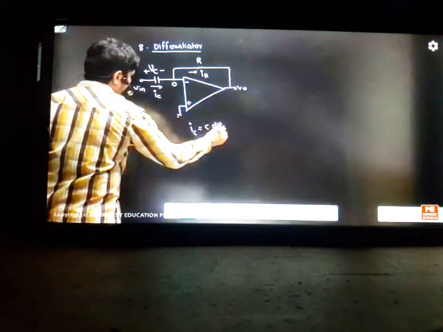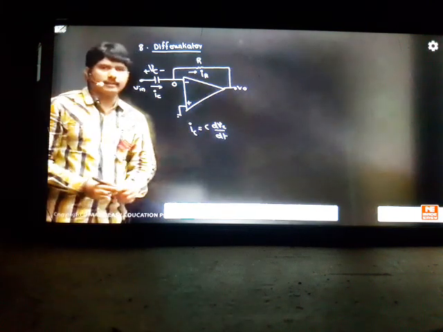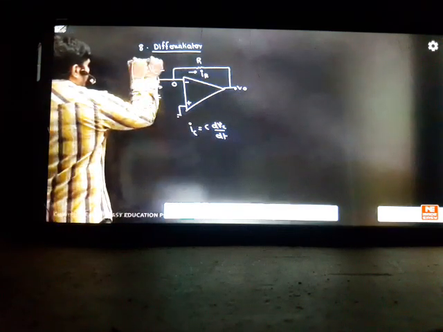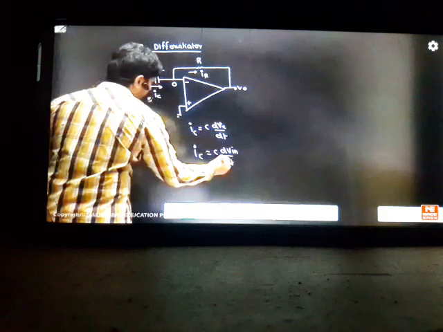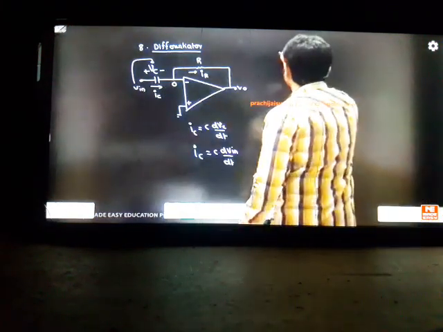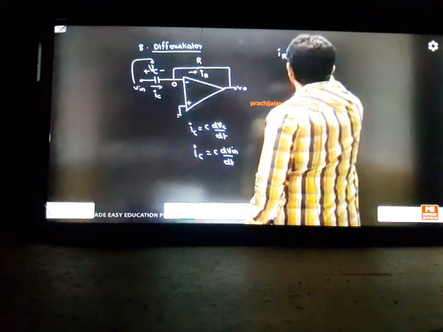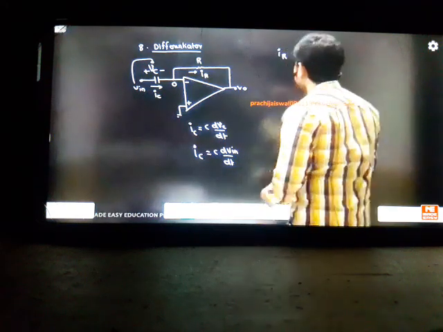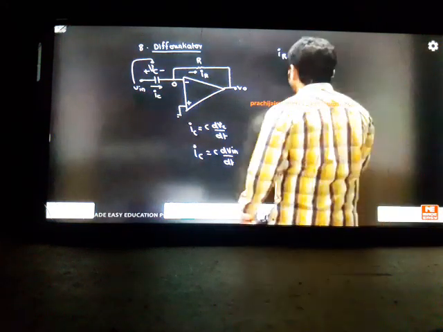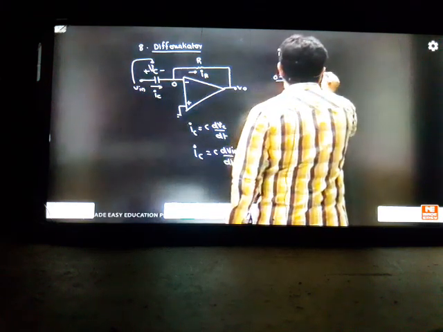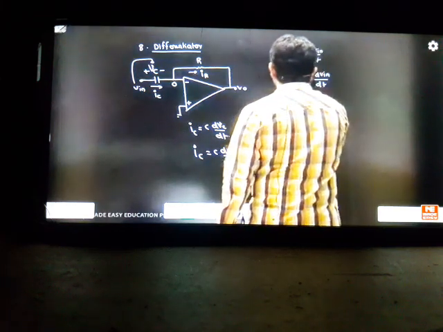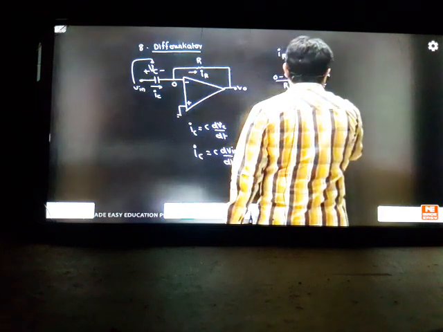IC is C into dVC by dt. So the relation between a charging current and a voltage is a differentiation. VIN and VC are the same here, so IC can be written as C into dVIN divided by dt. IC and IR are the same, so IR is equal to C into dVIN by dt. But it is 0 minus V0 by R, equal to C into dVIN by dt. So the output comes as minus RC dVIN by dt.